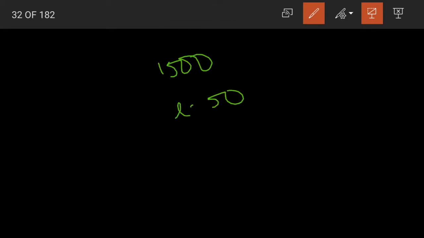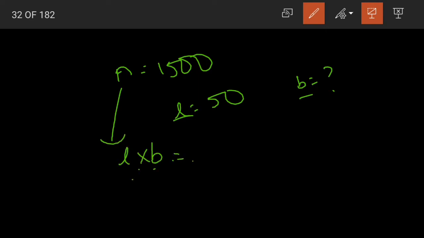The length is 50, the area is 1500. We have to find out the breadth. When we are talking about length and breadth here, that means we are talking about a rectangle. So the area of a rectangle is L into B. But we already have the value of L into B. What is L into B? 1500. Length into breadth is equal to 1500.